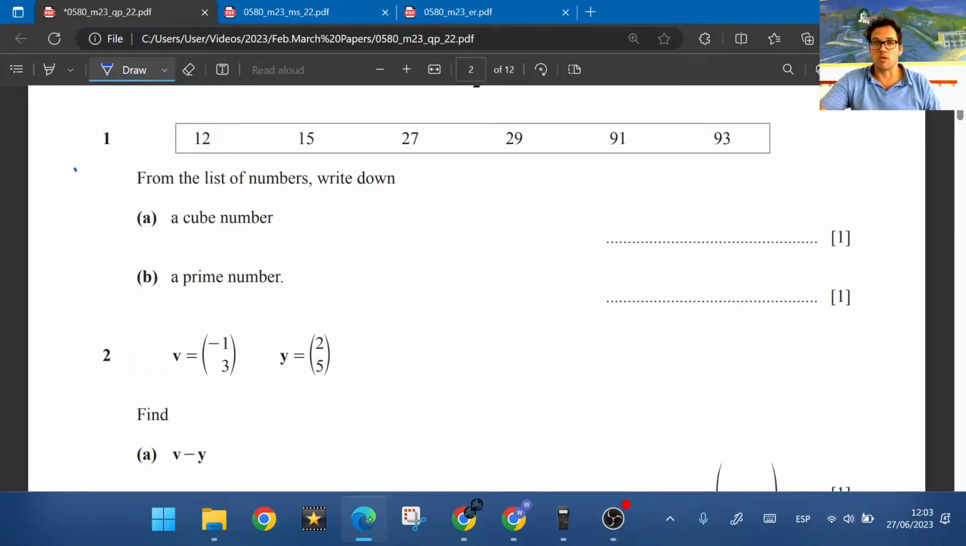Right, cube numbers. Remember, cube numbers: a number you multiply by itself 3 times. So like 1 cubed will be 1 times 1 times 1 is 1. 2 cubed will be 2 times 2 is 4 times 2 is 8. So 3 cubed will be 3 times 3 is 9 times 3, 27. And that is what we're looking for, 27, cube number.